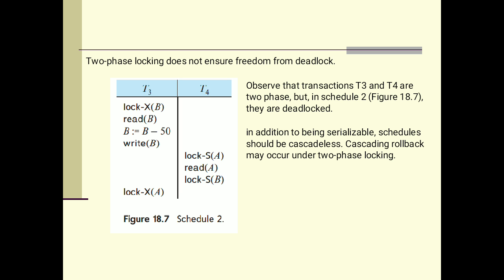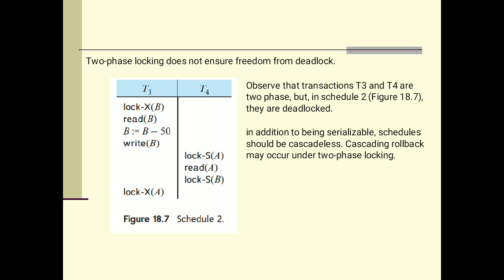Two-phase locking does not ensure freedom from deadlock. So how does it not give us freedom from deadlock? See the transactions T3 and T4. T3: Lock X B, read B, B is equal to B minus 50, write B. T4: lock S A, read A, lock S B, and then lock X A. Now in this particular type of schedule, we are not releasing or unlocking any of the data items.